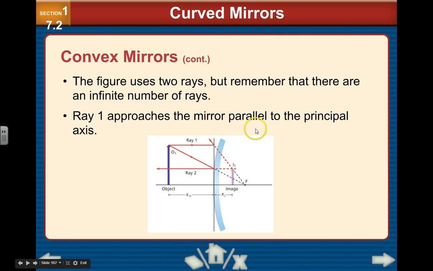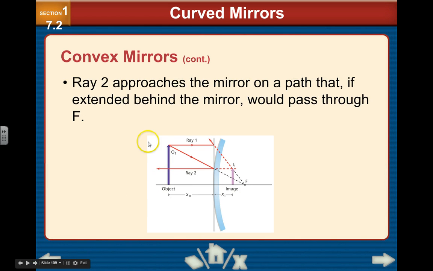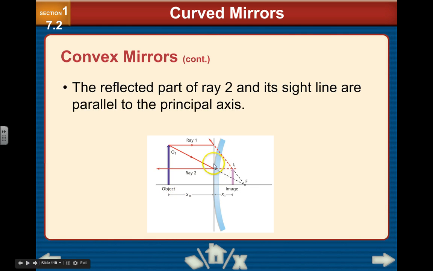Ray 1 approaches parallel to the principal axis. The reflected ray, if you draw a line of sight from F through where the ray hit the mirror, that's where the ray is going off to. We're not going to see that one, it's going to go away. Ray 2 is going as if it would pass through F. Again, it's going to then reflect back parallel to the principal axis.